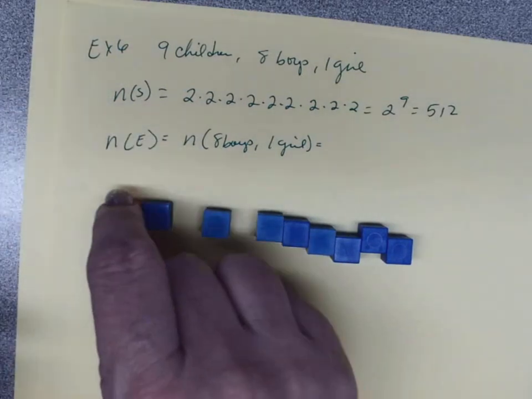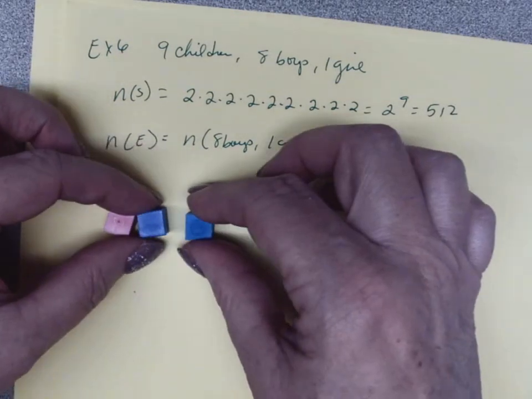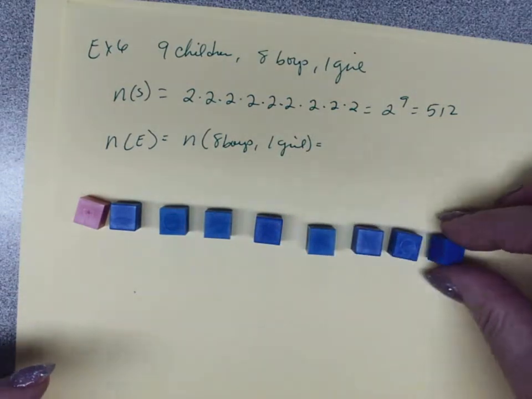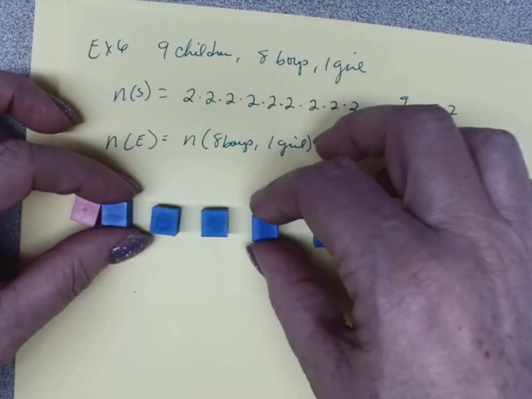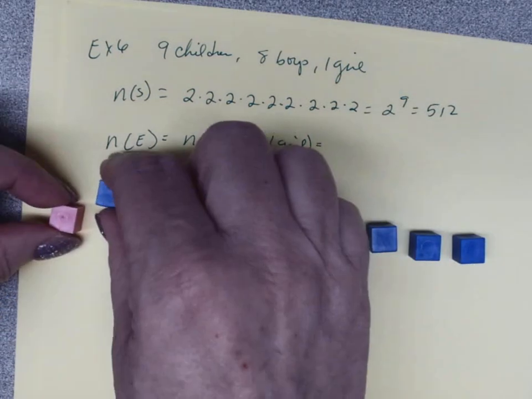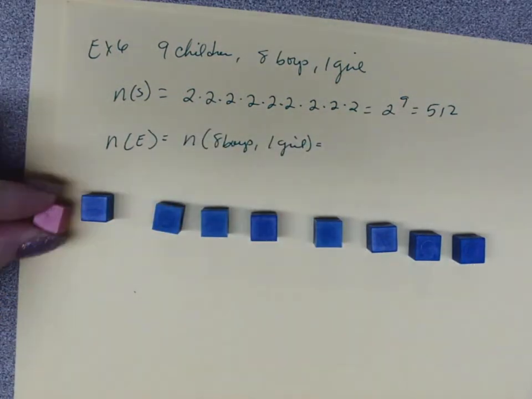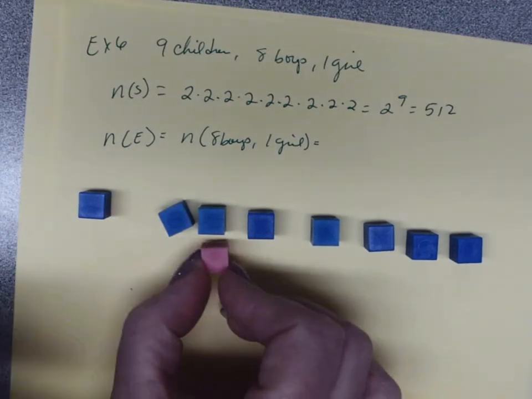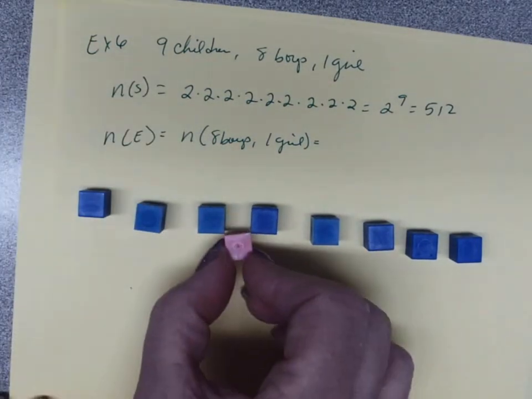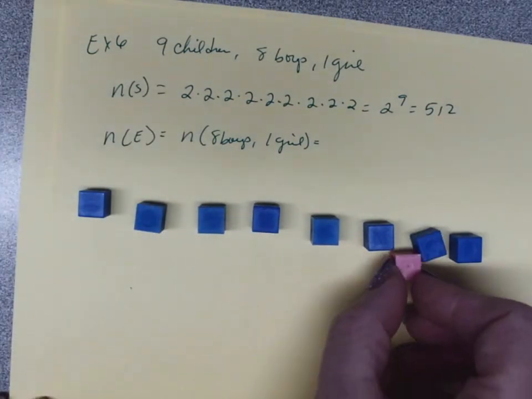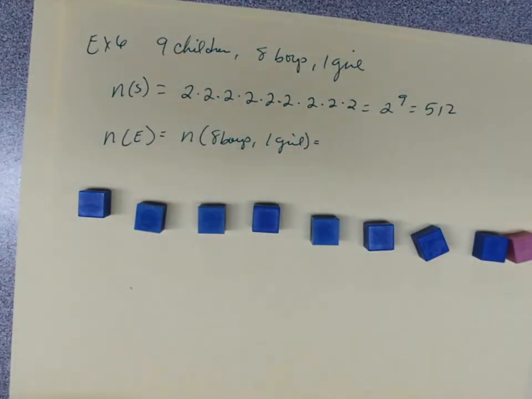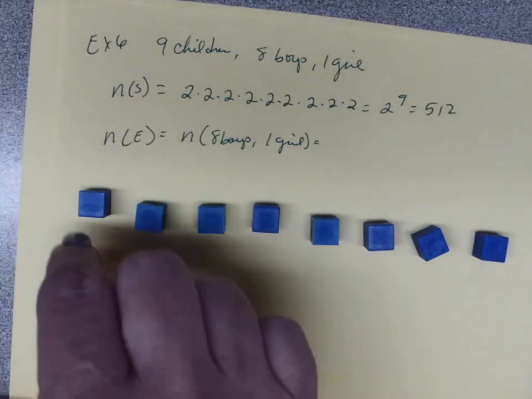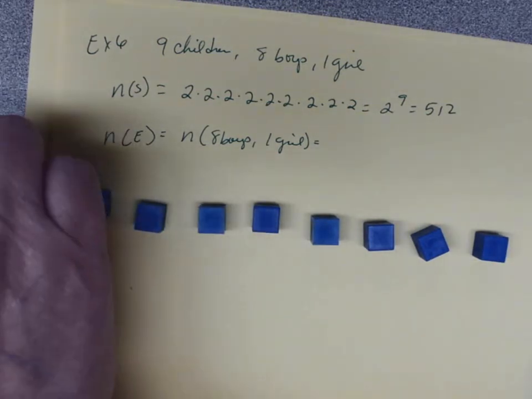8, and 9. So basically what's happening, let me separate these out so that the pink can fit in the middle, is the girl can be born first, second, third, fourth, fifth, sixth, seventh, eighth, or ninth. So that's what they're saying, doesn't matter the order. So that means there's 9 different ways that that baby girl can be born in the family.